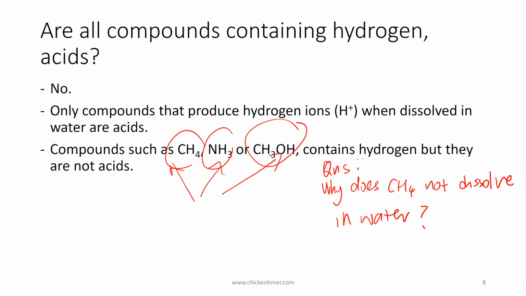Okay, this is a revision question. Because it does not dissolve in water, it does not produce hydrogen ions. Ammonia, on the other hand, dissolves in water but does not produce H+. So why does methane not dissolve in water?